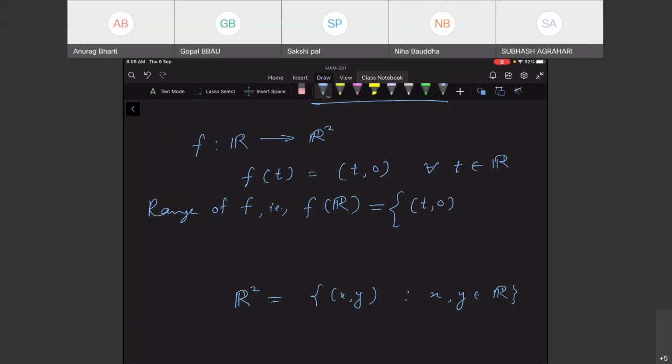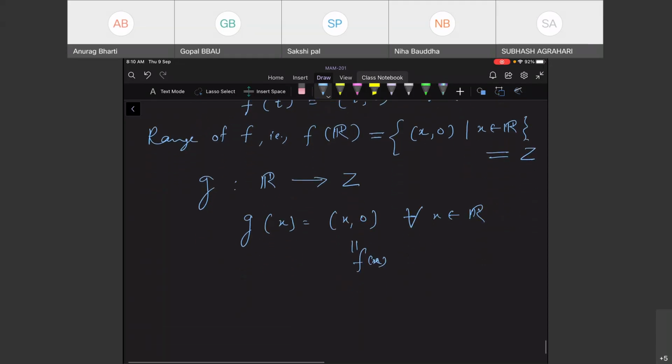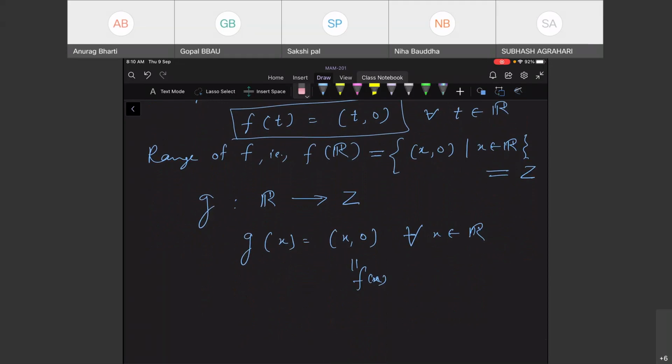F(R) will be (t, 0), or you may say (x, 0). So this is the X axis, x in R. Is it true? Yes sir. Now F from R to, call it Z. F(R) is Z. Call it not F but G. Define G from R to Z like G(x) equal to (x, 0) for all x in R. This is nothing but F(x). See here, F(x) equal to x. See at this place, F(x) equal to (x, 0). So we define like this.